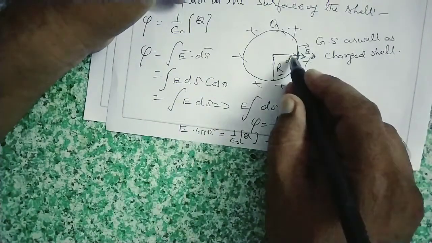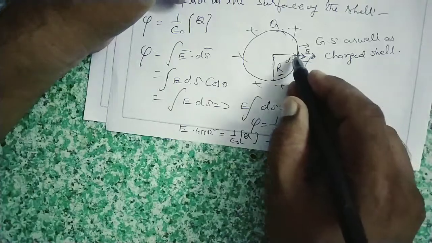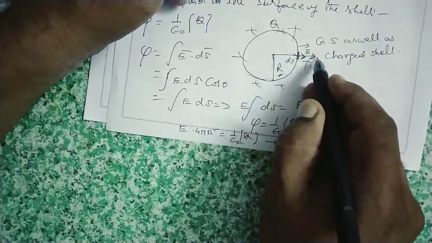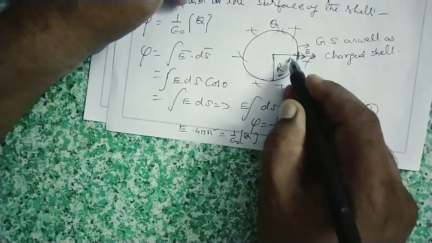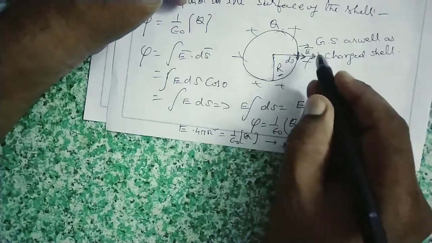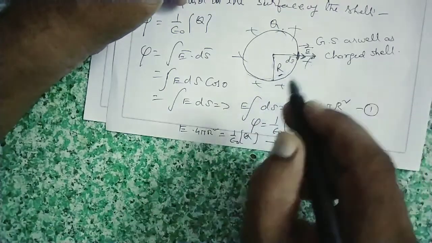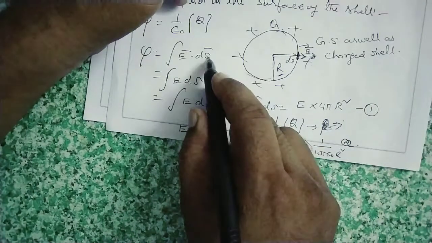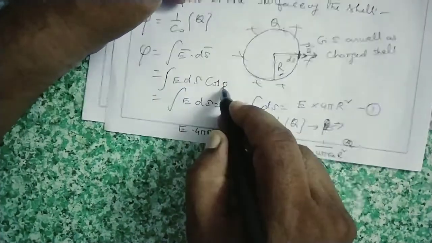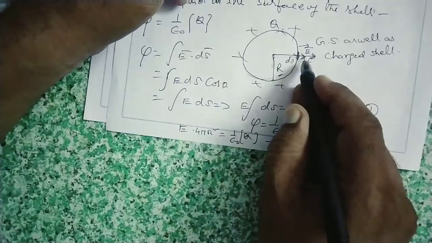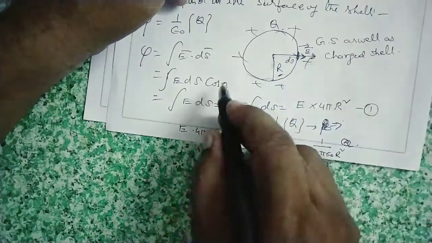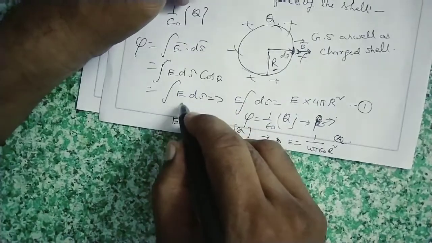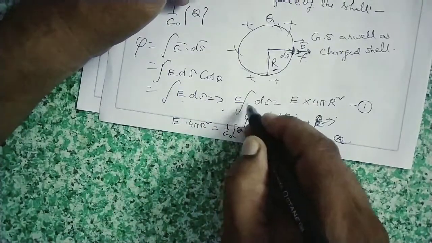Because here the angle is 0, since the electric field is radially away for a positively charged body, and the ds bar direction is always inside to outside. In that way the direction of ds bar and the electric field are both radially away, in the same direction, so the angle between them is 0. So in place of E bar dot ds bar, because of the scalar product we get E ds cos theta. In place of theta we put 0 because E bar and ds bar are in the same direction. Then cos 0 becomes 1, the integral becomes E ds, so E is taken out, E into integral ds.